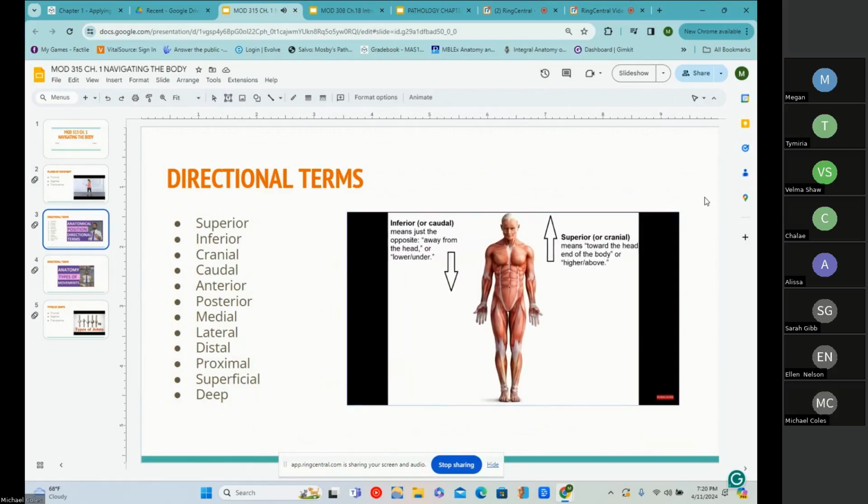We have superior, also called cranial, which means toward the head end of the body, or higher or above. And you can remember this easily because the head of a company is your superior at work. He or she holds a higher position than you do, so they are above you in authority. And inferior means just the opposite. This term is also sometimes called caudal, and it means away from the head, or lower, or under, or below. An inferior product has a lower quality material compared to the other product.